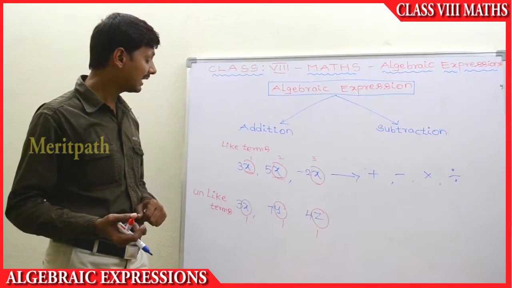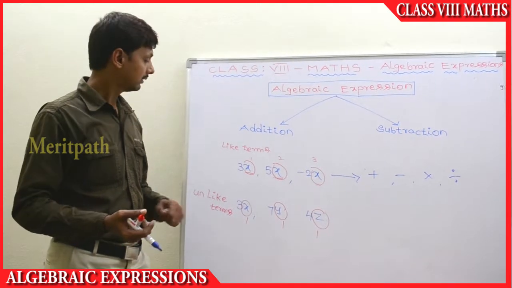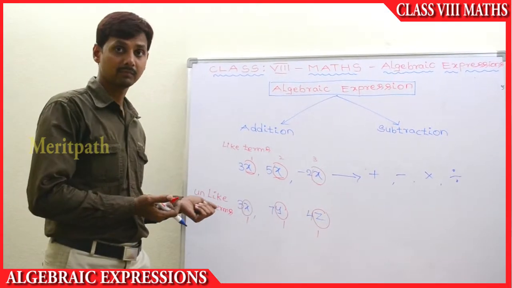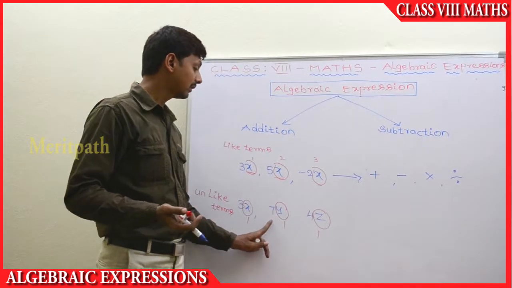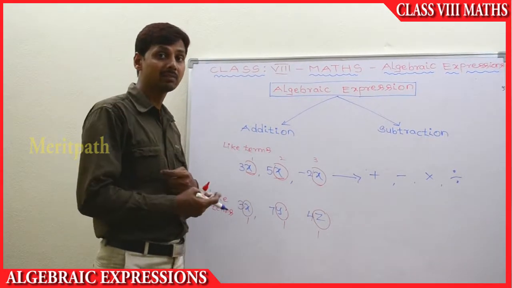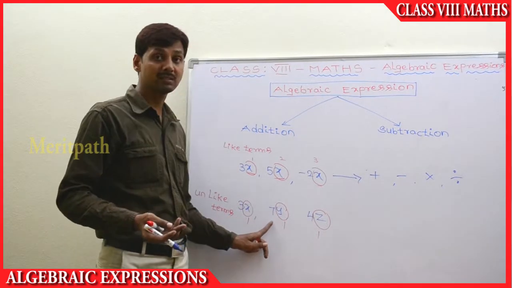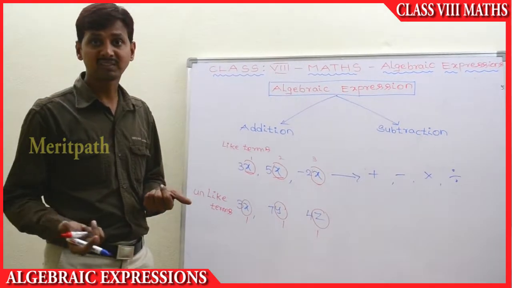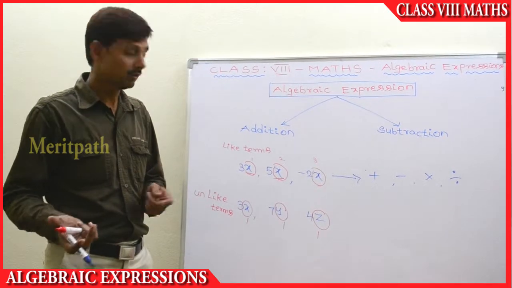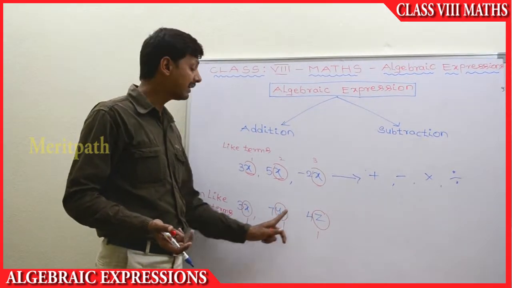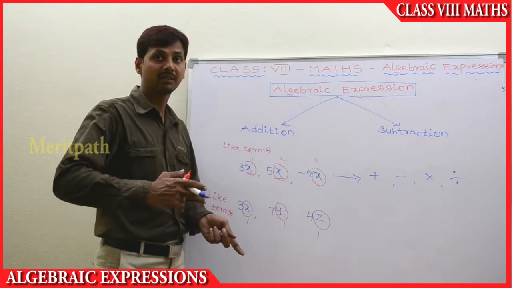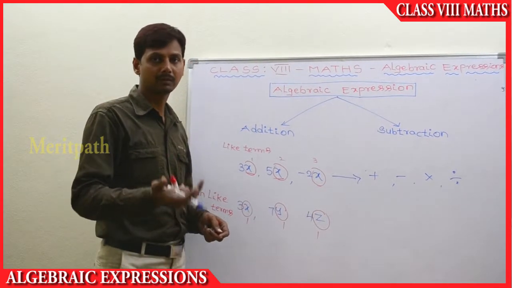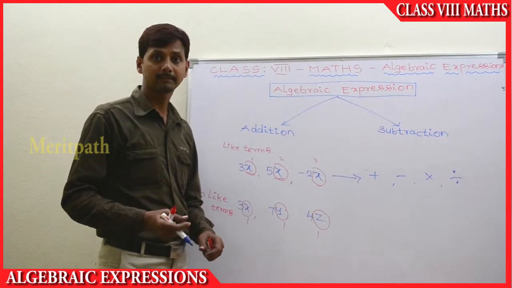But coming to unlike terms, there is no possibility to add them. If we add, we just get what we have in the question. Like if we take 3x, 7y and 4z and try to add these unlike terms, we get the same expression, 3x plus 7y plus 4z. Subtraction also, we get the same expression, 3x minus 7y minus 4z. We cannot do any operation with that, because different variables are present.